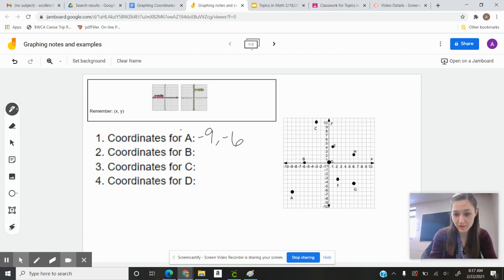So B, we are going to measure across. We have to go over to -6, and then up and down. Oh, this one's right on the line. So we are going up and down 0, right? It's right on this 0 y-axis line. So if it's right on the line, that means it is just 0.